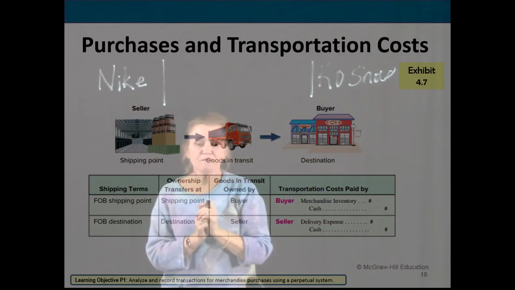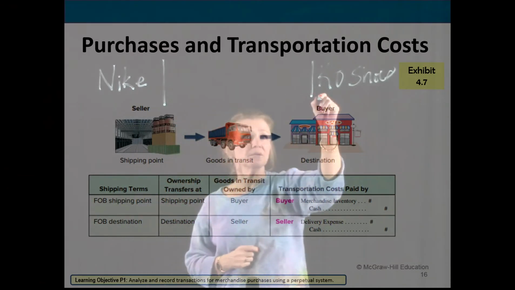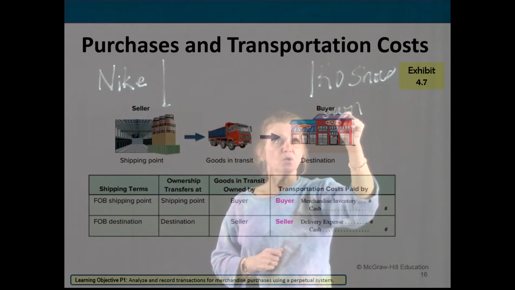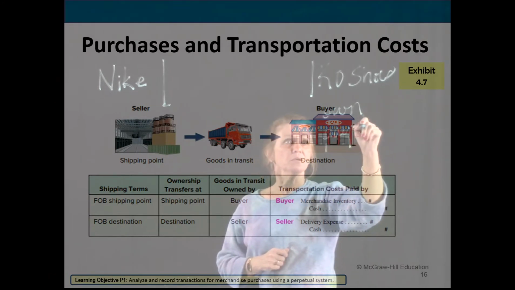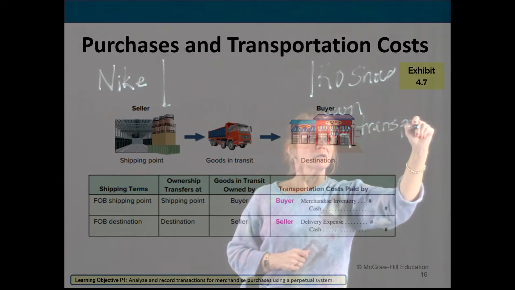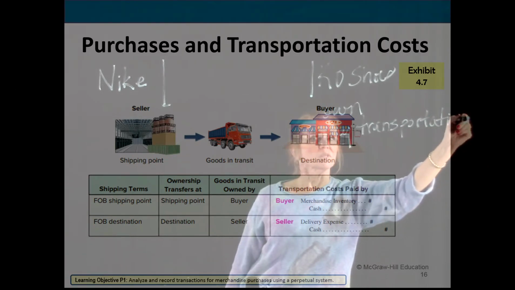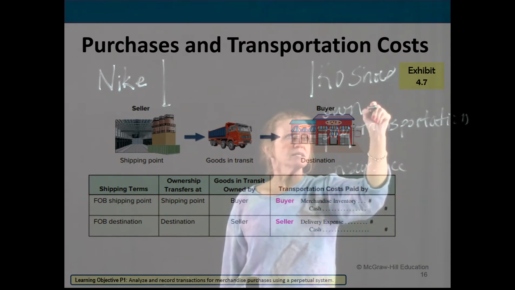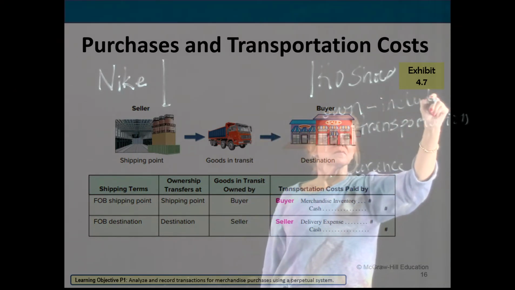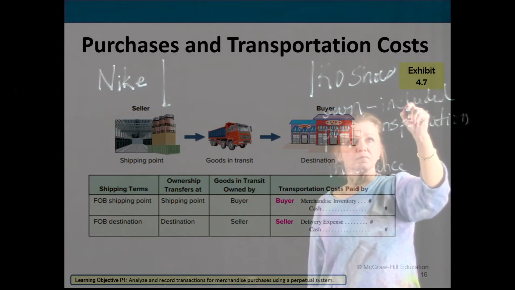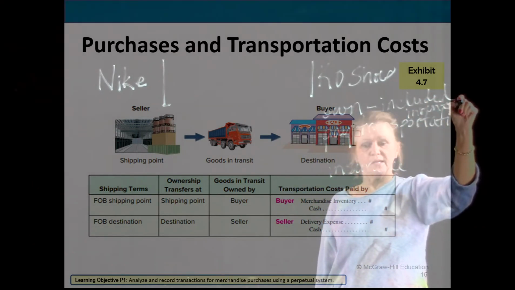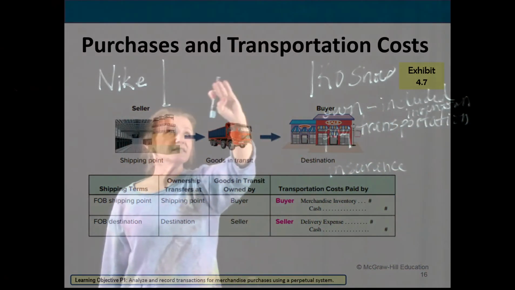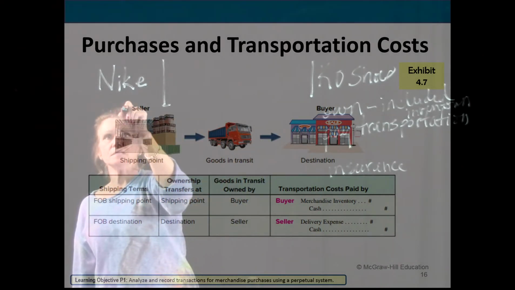So if it's FOB shipping point, then starting here, we own it, we pay for transportation, and we provide insurance, so it's included in our inventory. If it's FOB destination, then while it's in transit, Nike owns it.